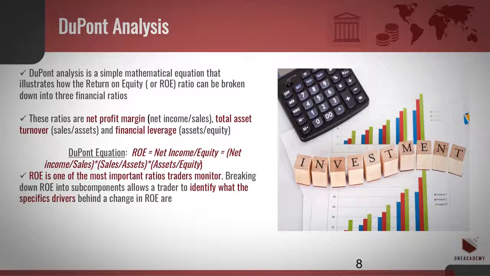DuPont analysis is a simple mathematical equation that illustrates how the return on equity, or ROE ratio, can be broken down into 3 financial ratios. These ratios are net profit margin, net income over sales, total asset turnover, sales over assets, and financial leverage, assets over equity. DuPont equation, ROE equals net income divided by equity, equals net income divided by sales times sales divided by assets times assets divided by equity.